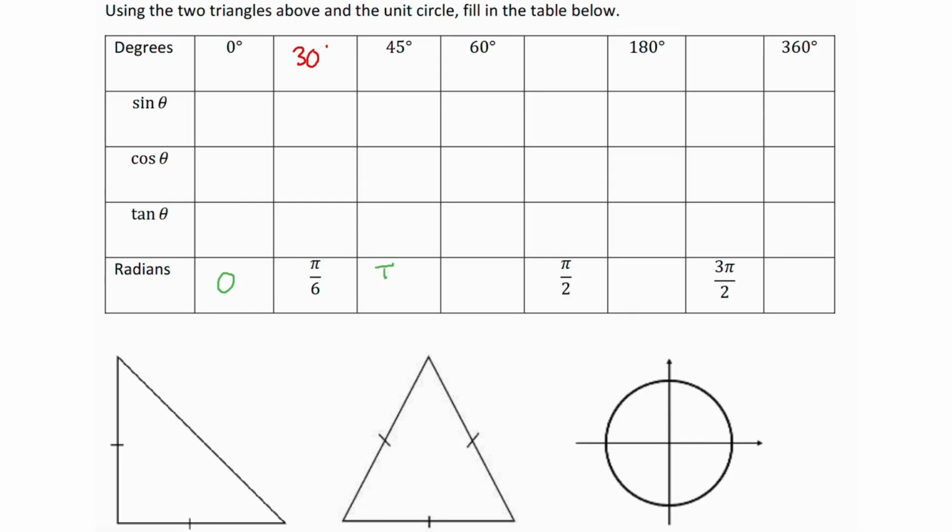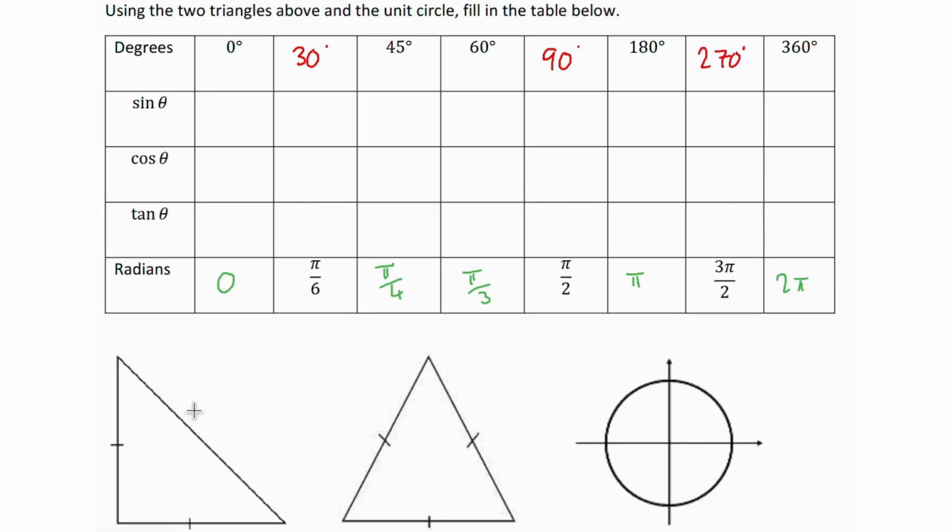45 degrees is pi by 4. 60 degrees is pi by 3. Pi by 2 is 90 degrees. 180 degrees is pi. 3 pi by 2 is 270 degrees. And 360 degrees is 2 pi in radians. Now that we have worked those out, let's fill in the table.